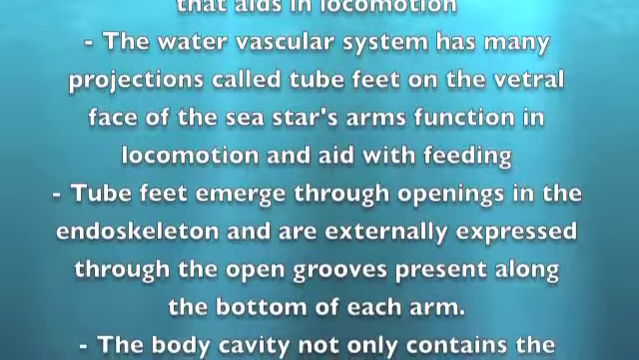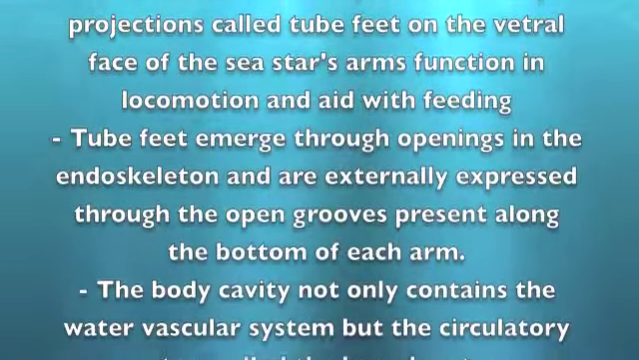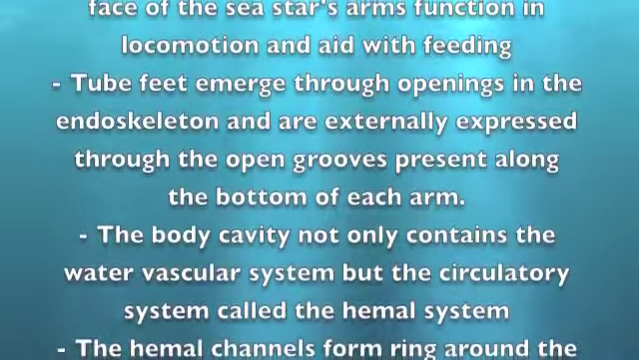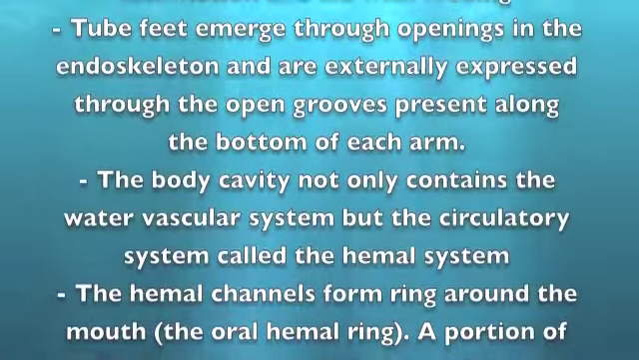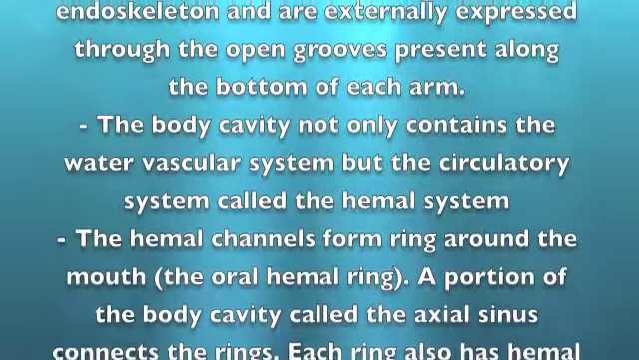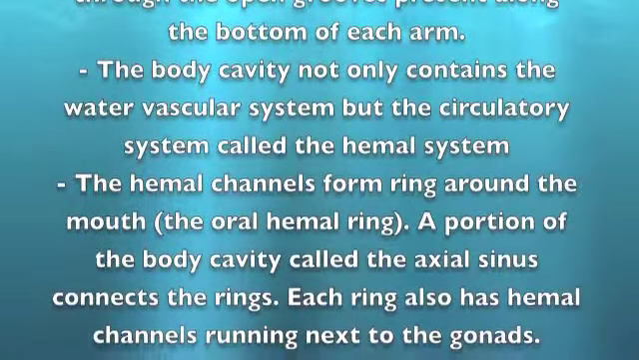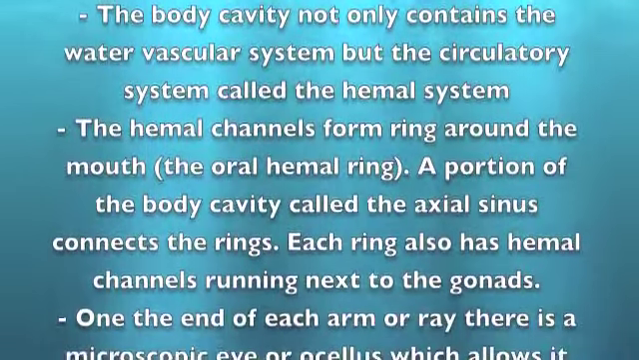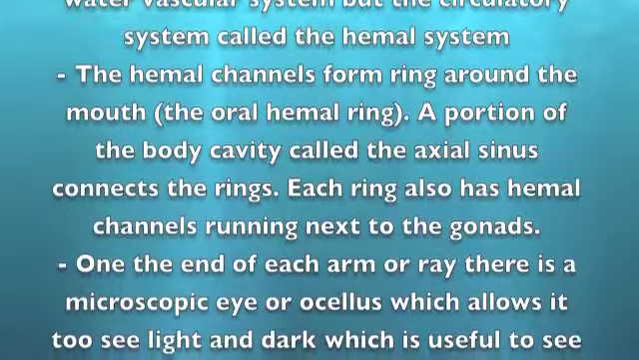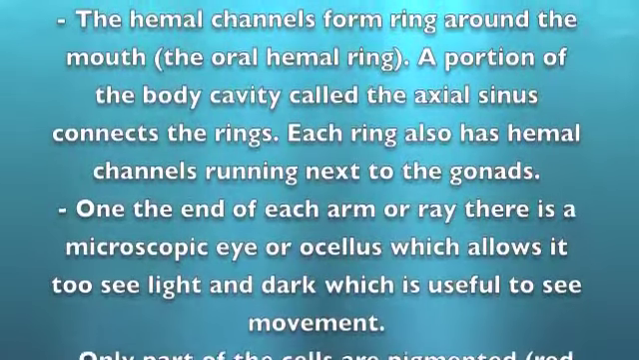The body cavity not only contains the water vascular system, but the circulatory system, called the hemal system. Hemal channels form rings around the mouth, or the oral hemal ring, and a portion of the body cavity called the axial sinus connects the rings. Each ray also has hemal channels running next to the gonads.